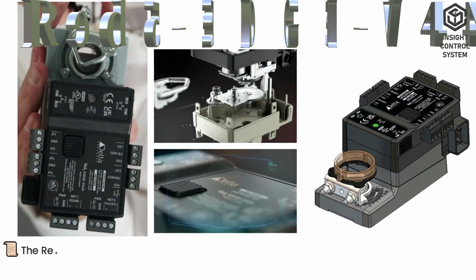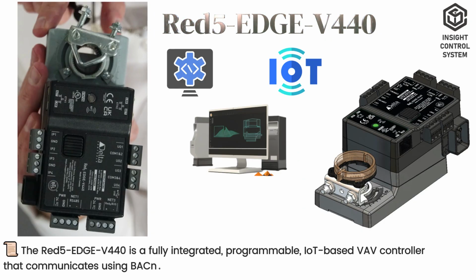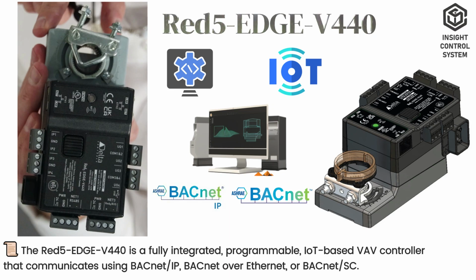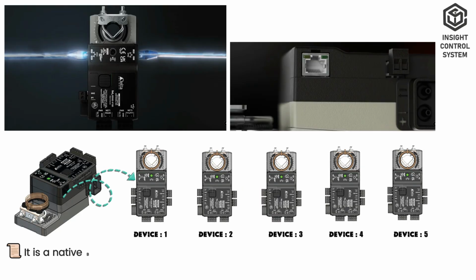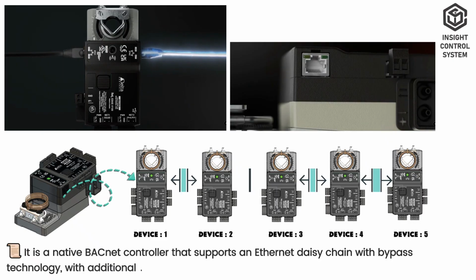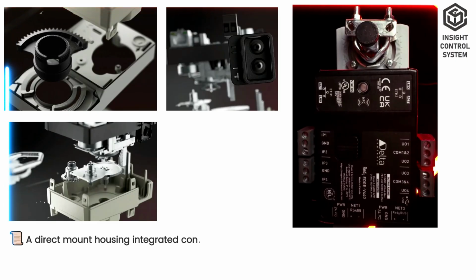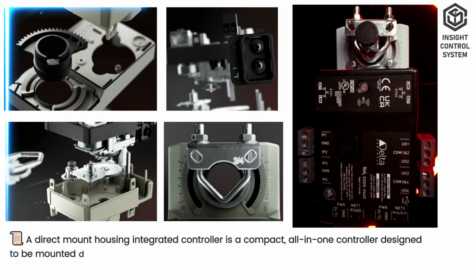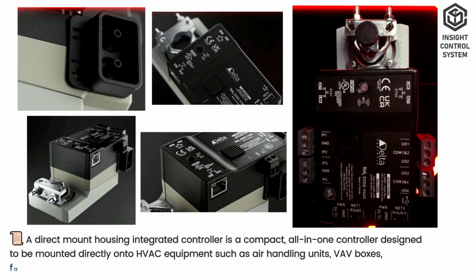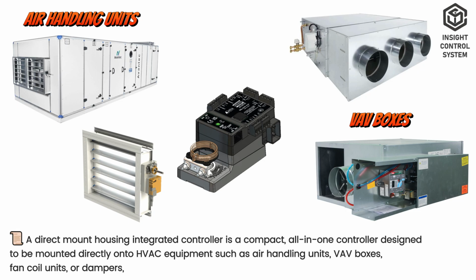Device overview. The Red5-EDGE-V440 is a fully integrated, programmable, IoT-based VAV controller that communicates using BACnet IP, BACnet over Ethernet, or BACnet SC. It is a native BACnet controller that supports an Ethernet daisy chain with bypass technology, with additional support for Red5 bus expansion. A direct mount housing integrated controller is a compact, all-in-one controller designed to be mounted directly onto HVAC equipment such as air handling units, VAV boxes, fan coil units, or dampers.